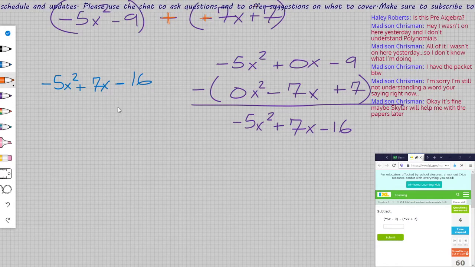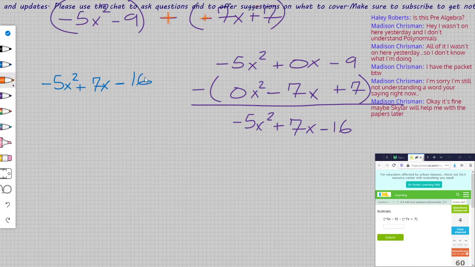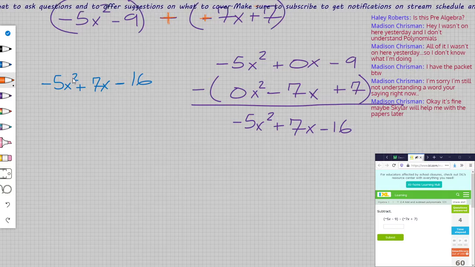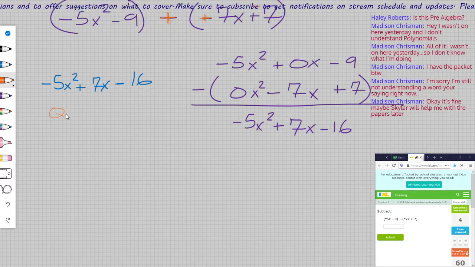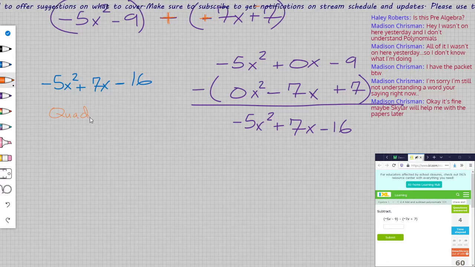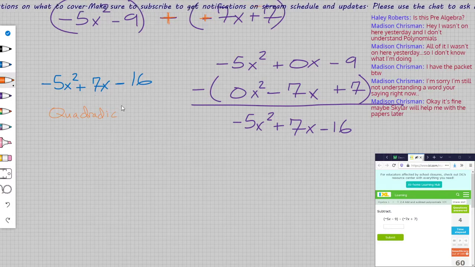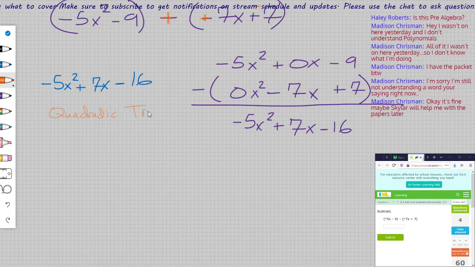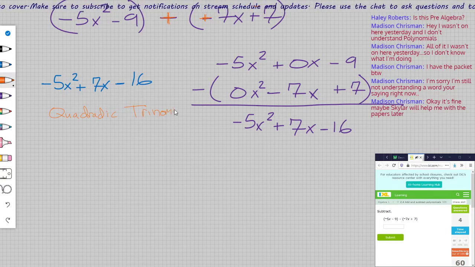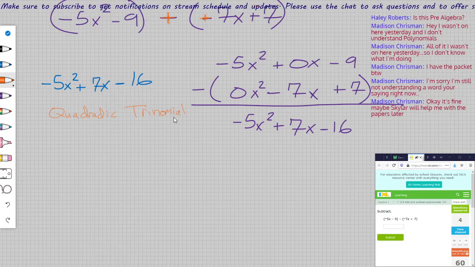And then just the last thing, if you were to name this again, you name it off the degree and the number of terms, where your degree is the highest degree that you have for the polynomial, which is a 2, so this would be a quadratic. And then it's 3 terms, so a quadratic trinomial. So that would be if you wanted to name it.